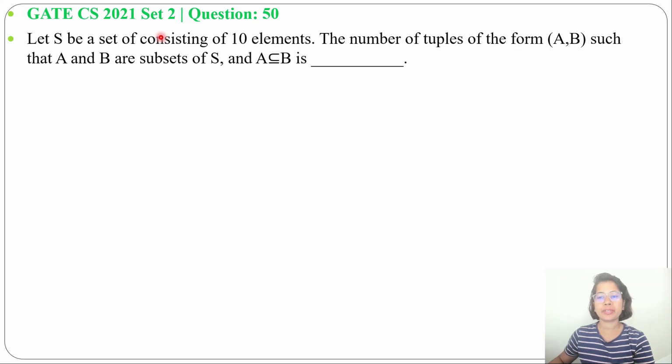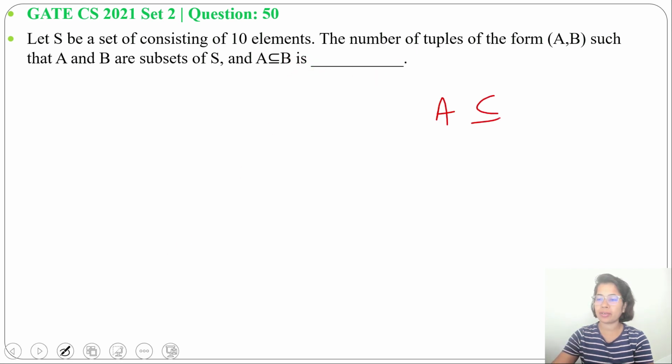Let's solve one previous question of set theory. This question was asked in GATE CS 2021 set 2, question number 50. Let S be a set consisting of 10 elements. The number of tuples of the form (A, B) such that A and B are subsets of S and A is also a subset of B is ___.